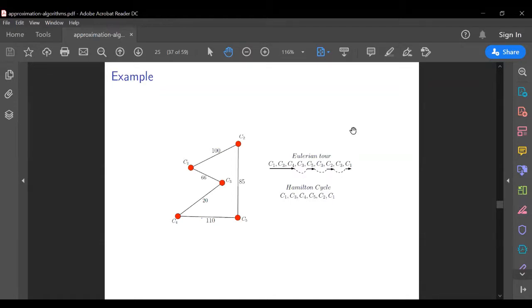That's it. So then we are able to get a cycle which starts at a vertex and comes back to the same place, and we visit all the nodes. Whether the objective is met or not, I don't know, but I know for sure I have found an approximate solution.